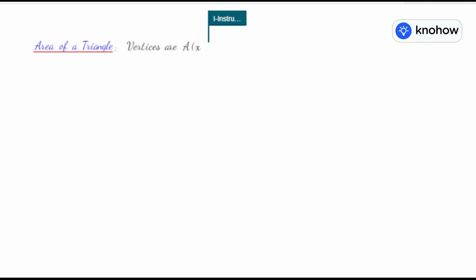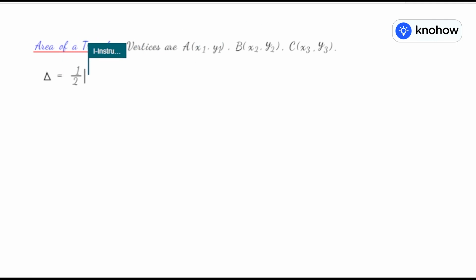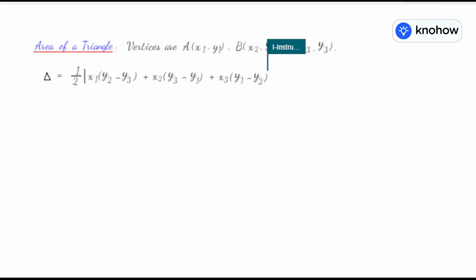Area of a triangle whose vertices, the coordinates of the vertices, are given as x1, y1, x2, y2 and say x3, y3. You have already done in coordinate geometry in your class 11 that area of triangle is half the modulus of x1 times (y2 minus y3) plus x2 times (y3 minus y1) plus x3 times (y1 minus y2). This you have already done.